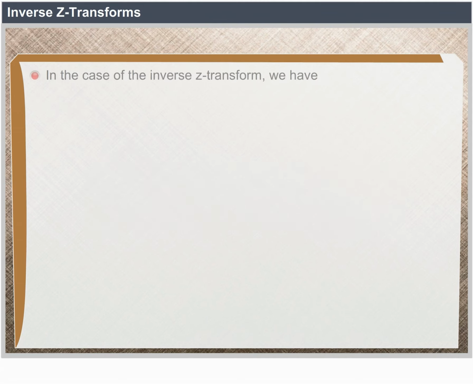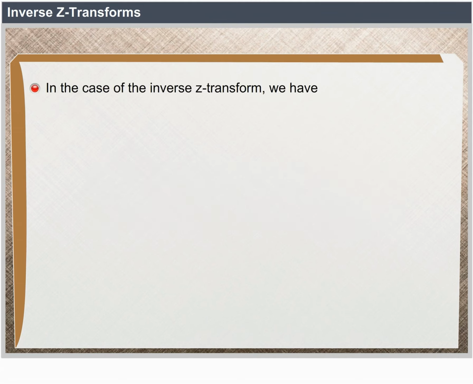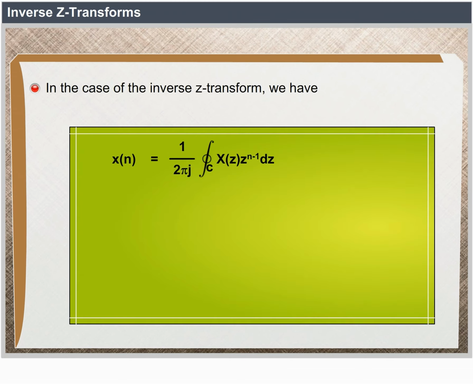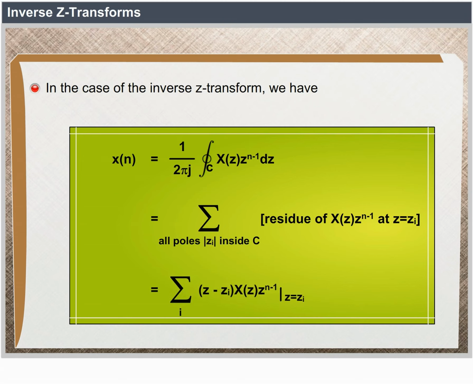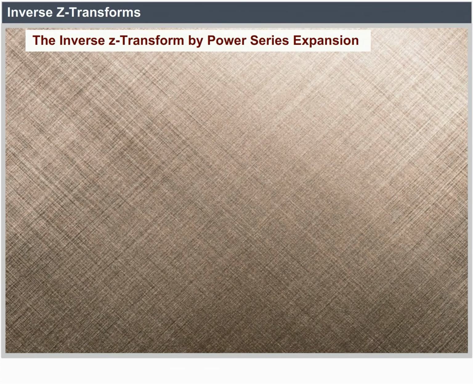In the case of the inverse z transform, we have x(n) = 1/(2πj) closed integral X(z) z^(n-1) dz, which equals the summation over all the poles zi inside C of the residue of X(z) z^(n-1) at z = zi, which equals summation i of (z - zi) X(z) z^(n-1) at z = zi. The inverse z transform by power series expansion.